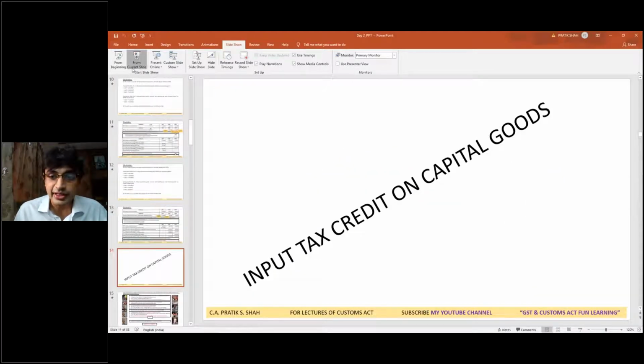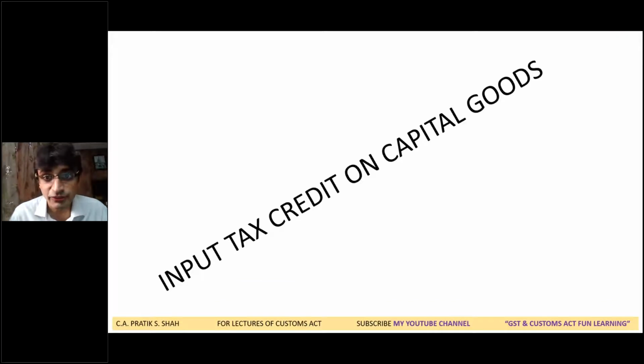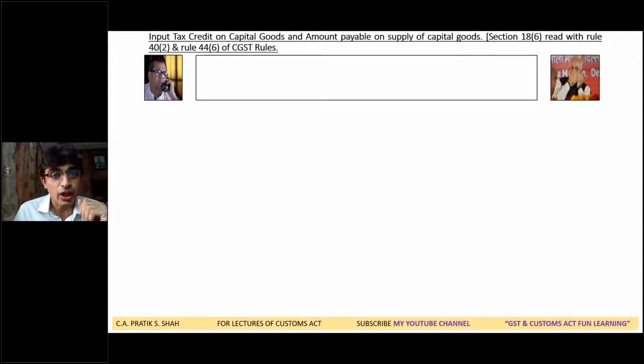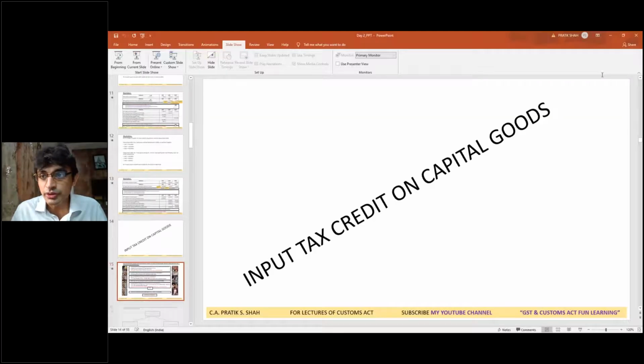Input tax credit on capital goods. This is what yesterday you were asking. Let us understand how the input tax credit works on capital goods. Chalo. Let us see the point. Suppose Mr. P is asking you one question. He is asking the government. Just 1 second, I'm reducing the size.